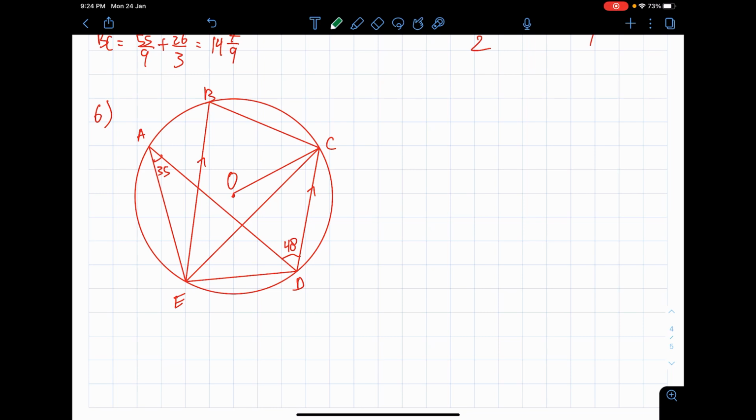Alright, first question. Find the angle of BED. This is the angle BED, I guess. But how do we get it? Let's think. Oh, wait a minute. Oh no, I got the wrong picture. Let me fix it. I drew wrongly because they actually have the line like this, by right?